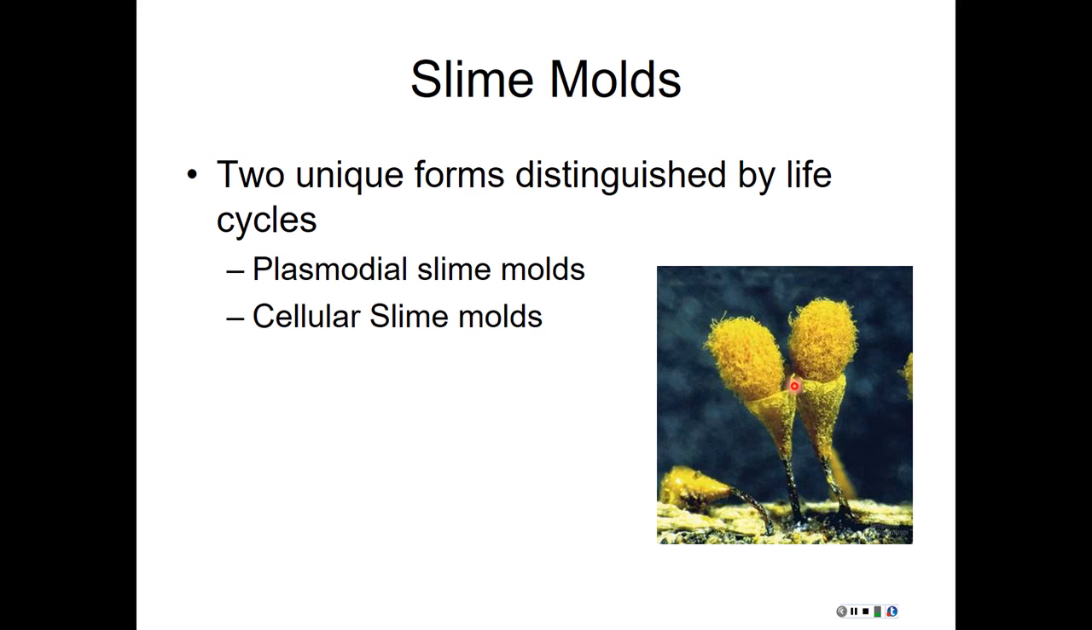But they're not fungi. They are a protist. And there are two different types of slime molds that have unique forms that we distinguish based on their sexual life cycle. So there's what we call the plasmodial slime molds, and the cellular slime molds.